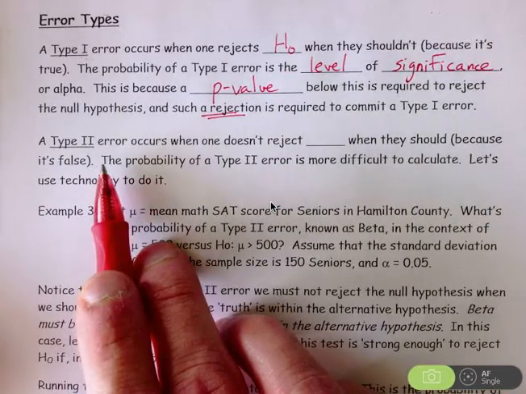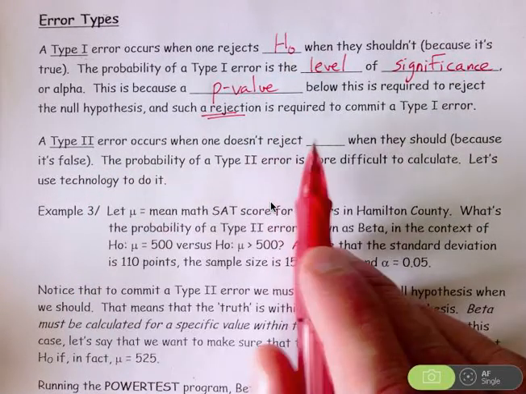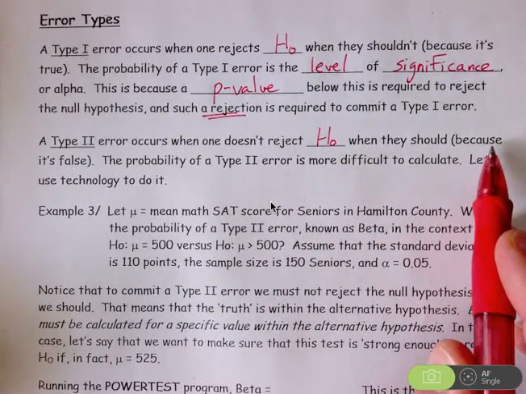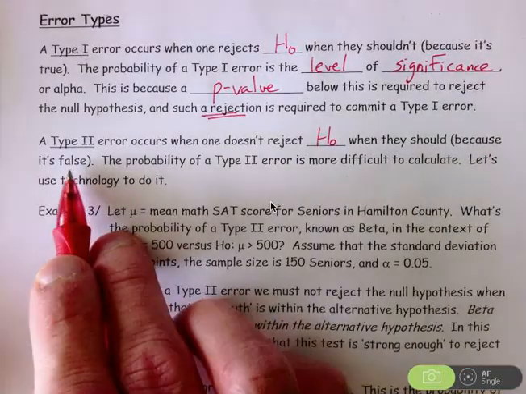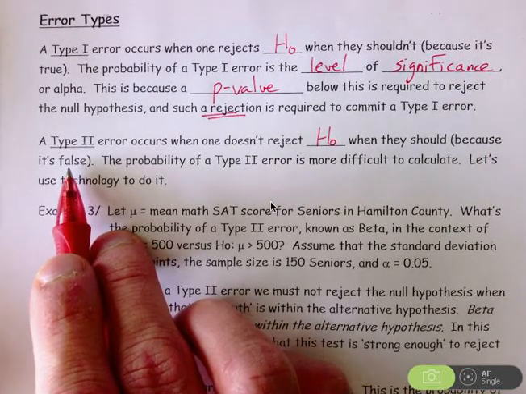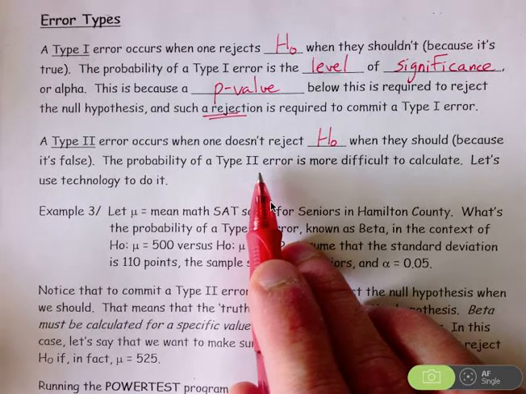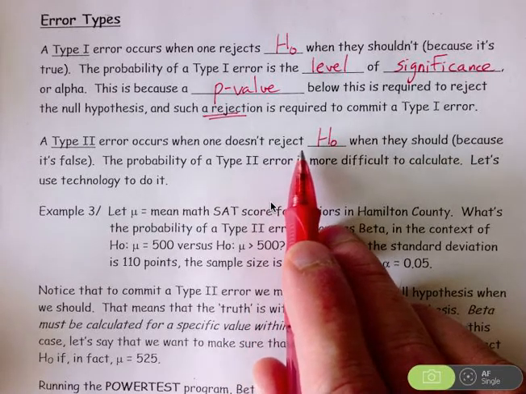So a type 2 error is a little bit different. This occurs when one doesn't reject the null hypothesis when they should, because in fact the null hypothesis is false. They should have rejected the null hypothesis because the truth is within the alternative hypothesis. The probability of a type 2 error is more difficult to calculate. We could do it by hand, but it's not something that's important that you do by hand. It's more important that you look at patterns. What affects the likelihood of making a type 2 error, of not rejecting the null hypothesis when you should?